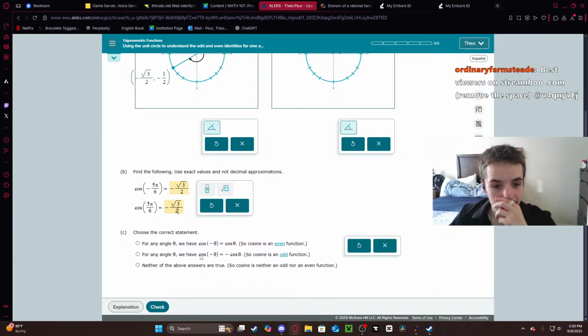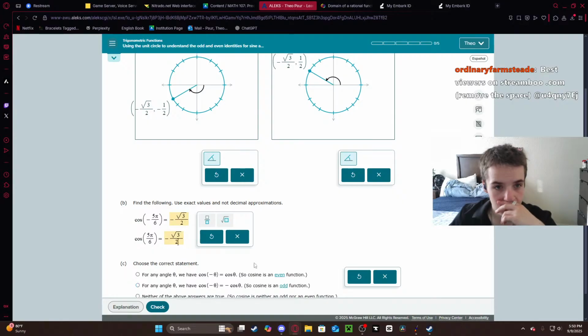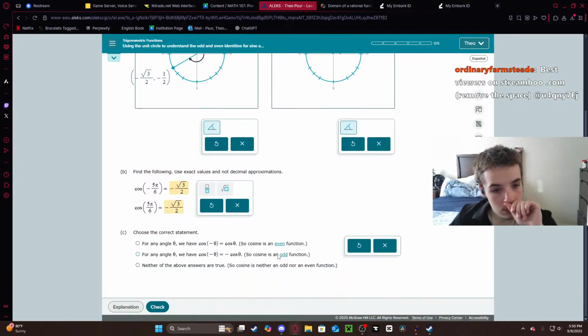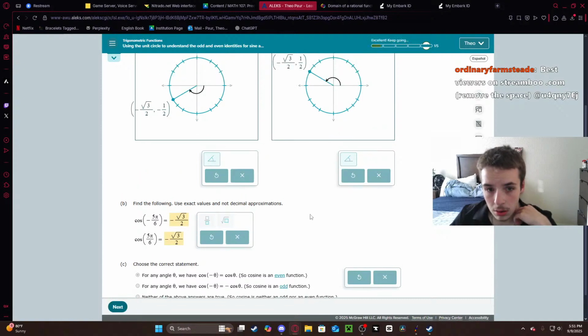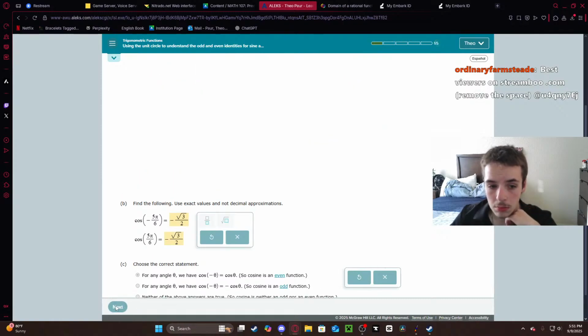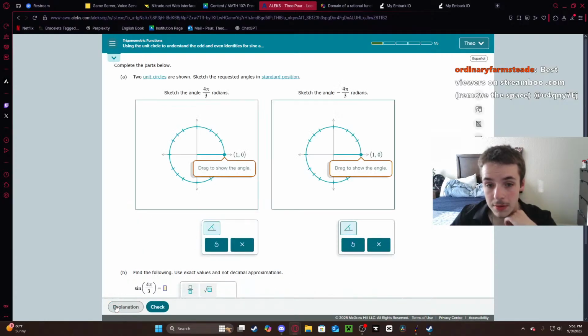Negative square root 3 divided by 2 for any angle. I don't get that for any angle part. I mean, this looks really similar to the other one. Yeah, I really don't get that. Last time it said cosine is an even function, so I'm going to check that off. Okay. Maybe that was just luck.